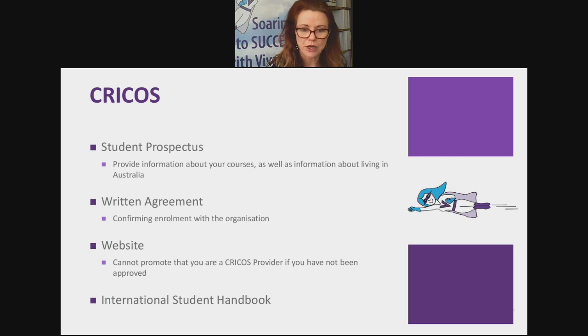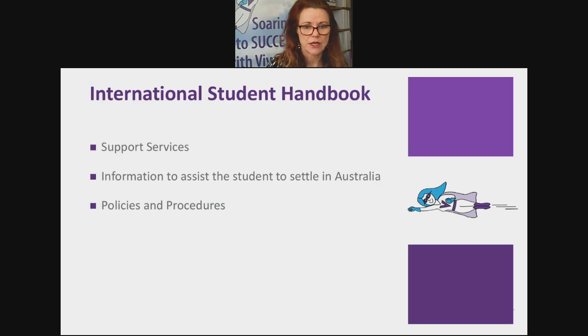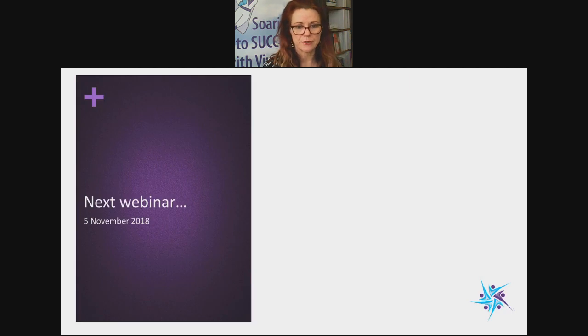And on your website, you cannot promote that you are a CRICOS provider if you have not yet been approved. This includes for initial registration as an RTO. You can't promote that you're going to be an RTO because you can't guarantee it until you become an RTO and you have that registration or CRICOS. You cannot promote that you are or will be an RTO or CRICOS provider, and you need to ensure that you check your International Student Handbook as well, and that handbook includes information that you provide to the student prior to course commencement as well.